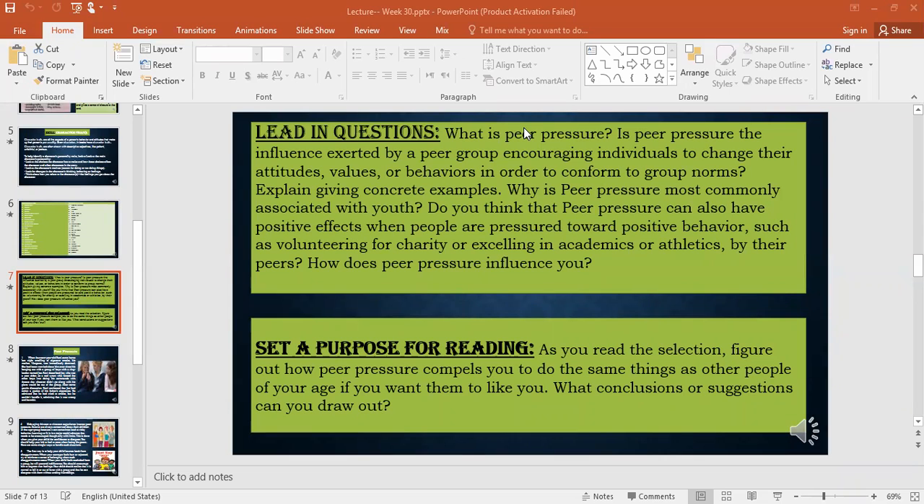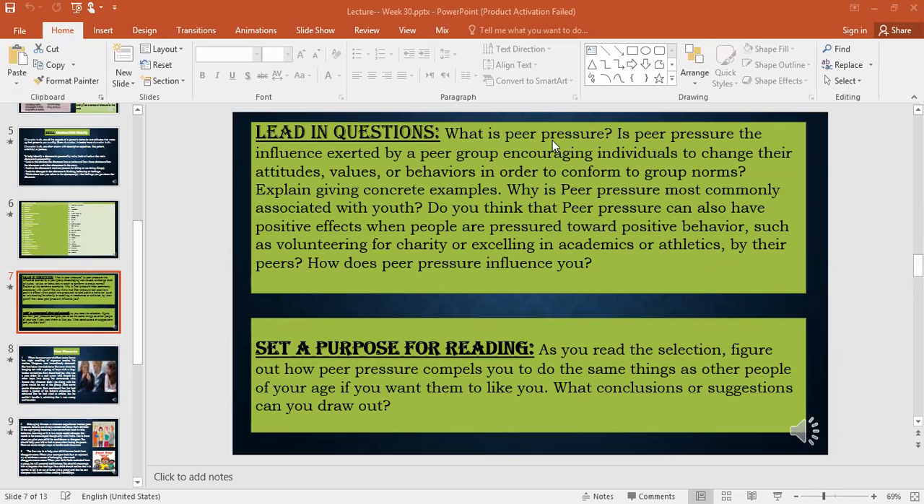Now we are going to move to the reading lesson, and we are going to talk about the story or the person that is telling us his story. Let's see what his story is about. Set a purpose for reading. So as you read the selection, figure out how peer pressure compels you to do the same things. Compels means obliges you to do the same things as other people of your age if you want them to like you. So sometimes, especially in this stage, you might feel lonely, you have no friends, no one is talking to you at school, you're always alone, and so on. So you will be compelled to do something that a group of people want in order to allow them to like you, or accept you as a friend.